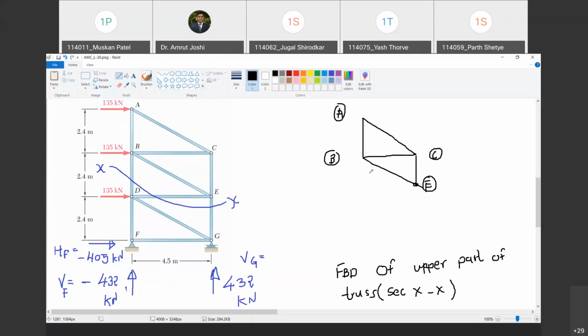Yes, sir. Now I am cutting member BD, so I will see some part of member BD. Do you agree with me? Yes, sir. I am cutting member DE, so I will see some part of member DE, but on which side? As I am drawing the free body diagram of the upper part, it will be seen something like this. Do you agree with me? Yes, sir. Okay. So this is the body that I have drawn above section XX.